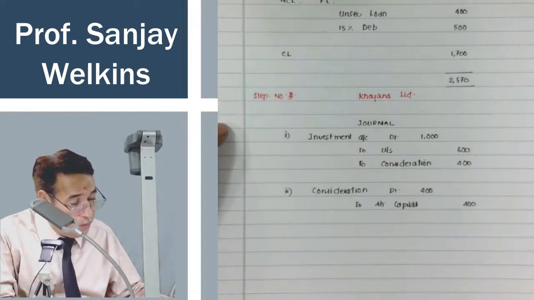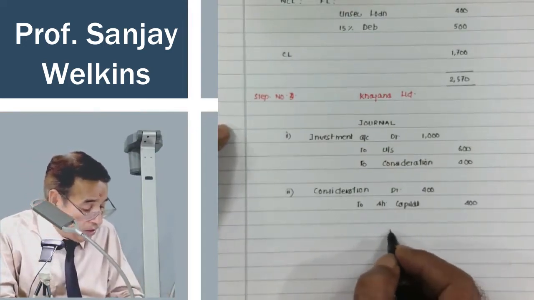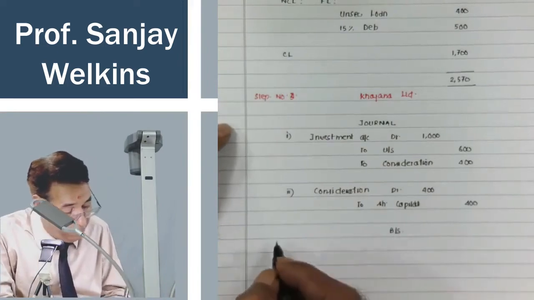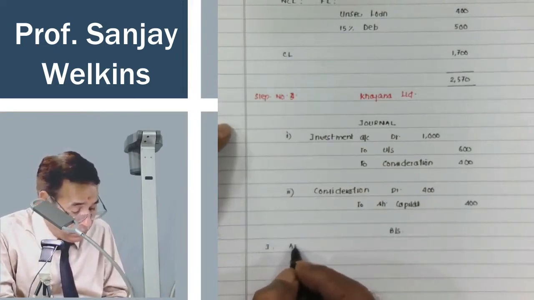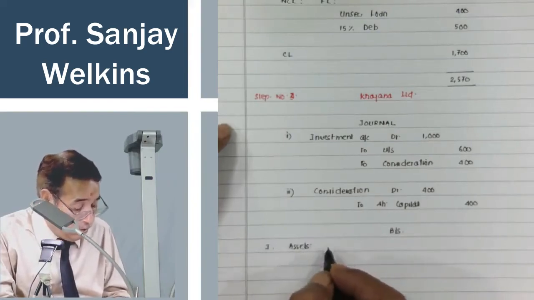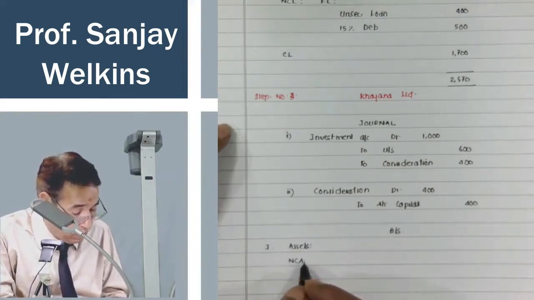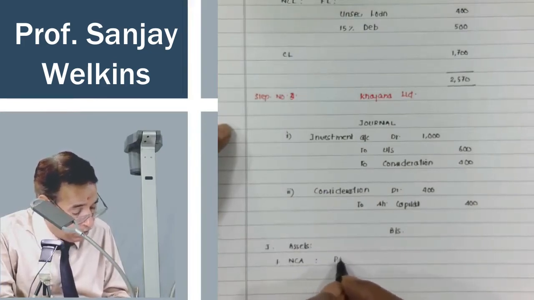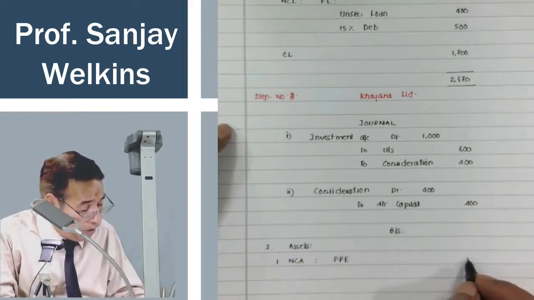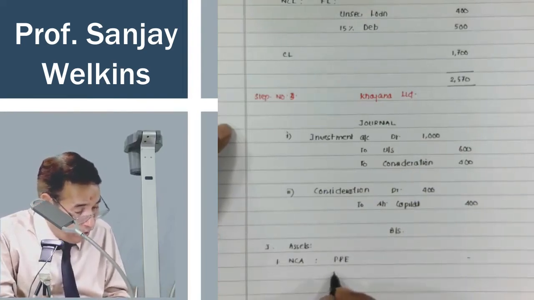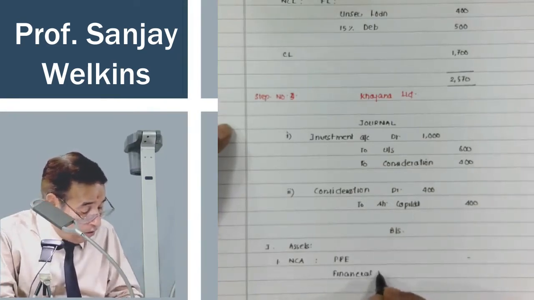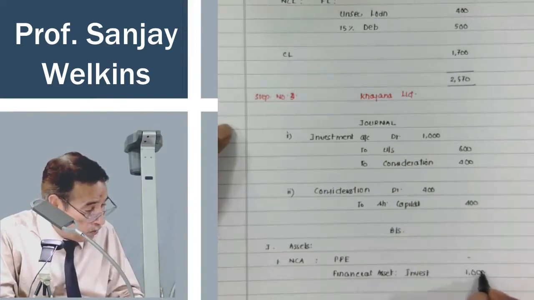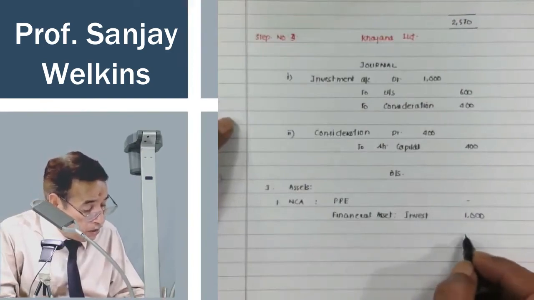Now, if suppose you want to prepare the balance sheet of Khajana Limited, there is nothing in it. Assets, non-current asset. Under non-current asset, property, plant and equipment. You haven't taken any property, plant and equipment. Financial asset, you have taken investments. Financial asset, so you will write investments 1000. That's all. No current asset has been taken.